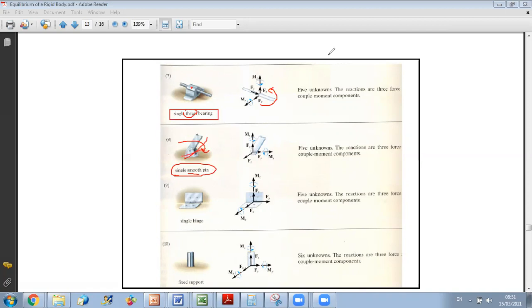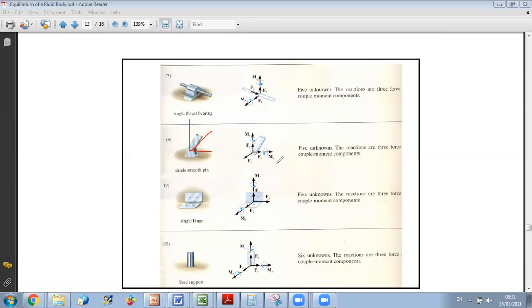I cannot translate in any direction. So I cannot move like this, I cannot move like this. So I will have development of reactions in X, in Y, and in Z. So as you can see here, you have Fx, Fy, and Fz.